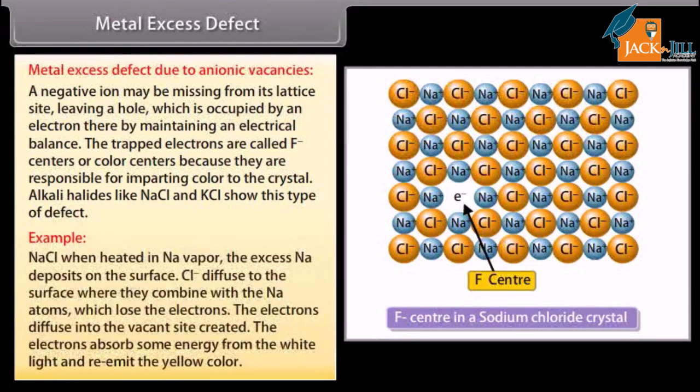Example: NaCl when heated in Na vapor, the excess Na deposits on the surface. Cl⁻ diffuse to the surface where they combine with Na atoms, which lose the electrons. The electrons diffuse into the vacant site created. The electrons absorb some energy from the white light and re-emit the yellow color.